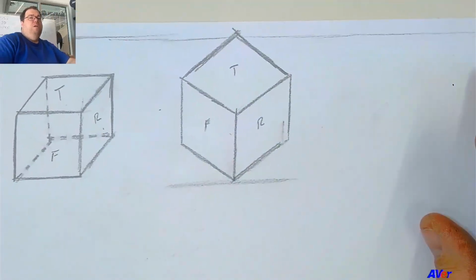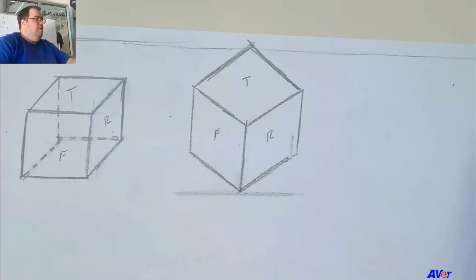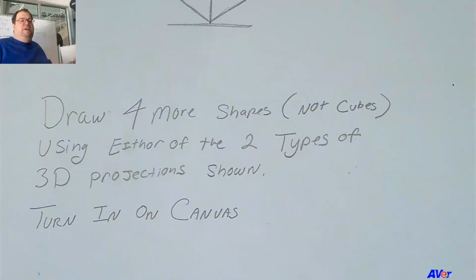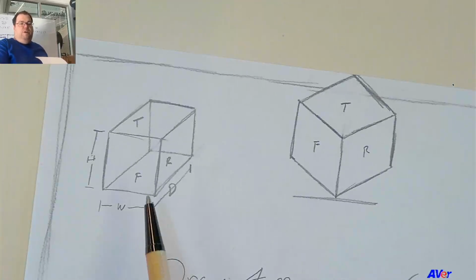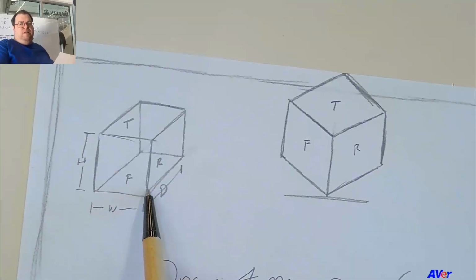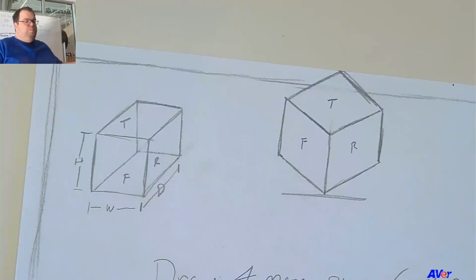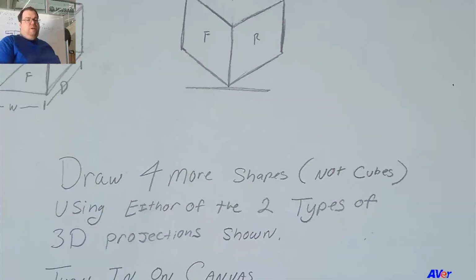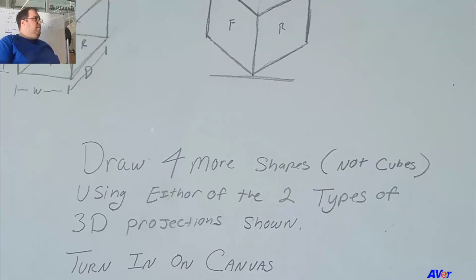All right. So once you have been able to do that, your assignment is to draw 4 more shapes, but they can't be cubes, in the space on the rest of this paper. So draw 4 more shapes that are not cubes, using either of the 2 types of 3D projections that we've talked about. So either the pictorial drawing or the isometric drawing. You can do cylinders, you can do triangular prisms, you can do rectangular prisms, just no more cubes. You're going to draw 4 more shapes so that you'll have a total of 6 on the paper.